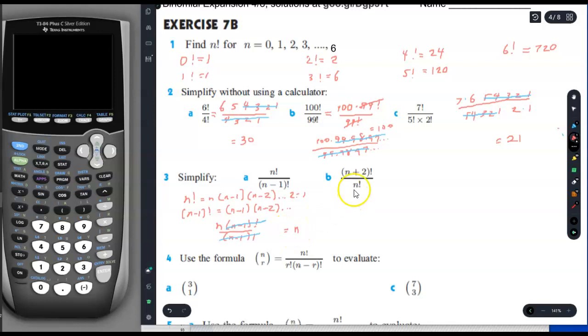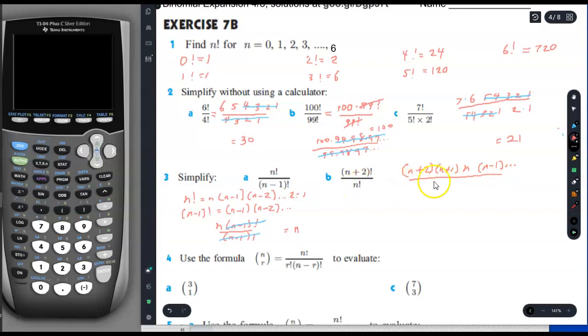Okay? What about n plus 2 factorial divided by n factorial? Similar, because remember, n plus 2 factorial is n plus 2, times 1 less than n plus 2, times 2 less than n plus 2, times 3 less than n plus 2. So in this case, n plus 2 is the biggest number, and then 1 less than n plus 2 is n plus 1, right?